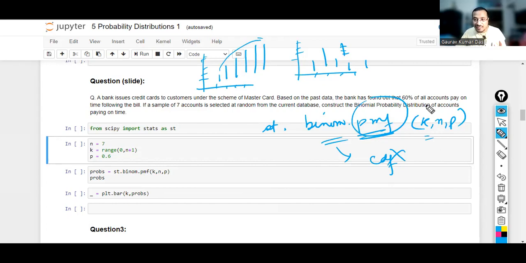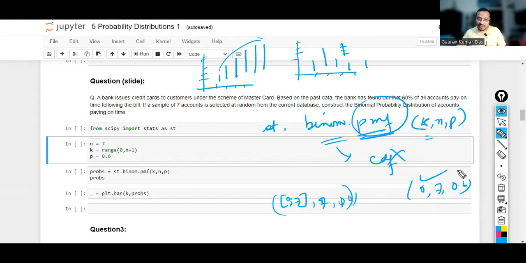If you put one single event, it will give you one probability. If you give a range of events, it will give you multiple corresponding probabilities. Very simple. So suppose I want to find the probability of 0 accounts paying on time, then K will become 0, number of trials is 7, P is 0.6. That's it. But if I want to construct the entire probability distribution table, then I'll put the entire list of 0 to 7 in the value of K, and then the number of trials and 0.6, whatever it is, P.